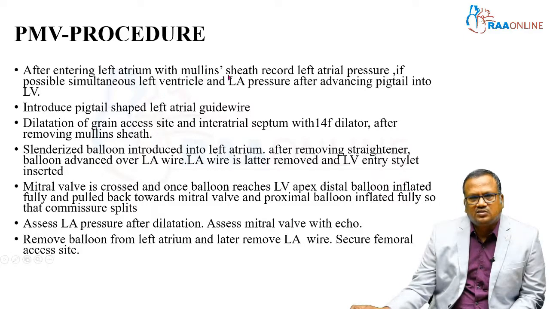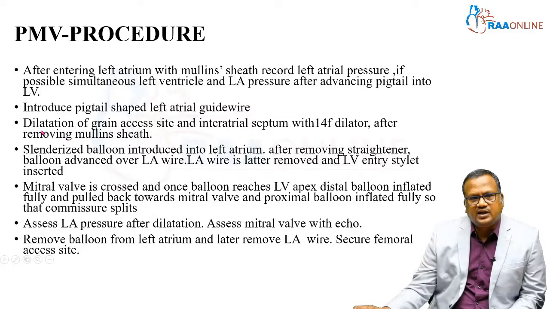And so after the sheath is across, then you remove the Brockenbrough needle and exchange it for the pigtail shaped left atrial guide wire. I already told you about the guide wire, the pigtail shaped guide wire. So you introduce that guide wire, and all the further procedures will be like railroad only. So we'll be using this guide wire for bringing the dilator as well as the balloon.